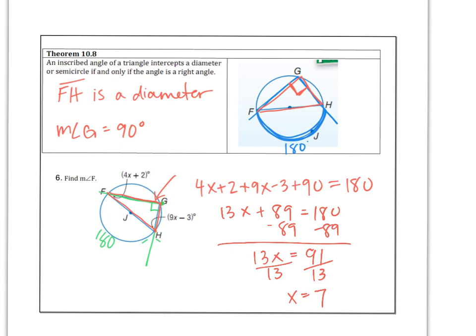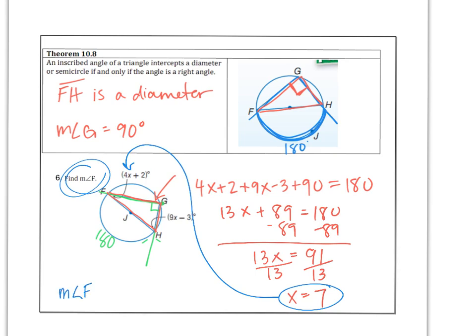Our final question says find the measure of angle F. So we're going to need to take this 7 and plug it into angle F. So the measure of angle F is going to be 4 times 7 plus 2, which is 28 plus 2, which is 30 degrees. And that is our final answer.